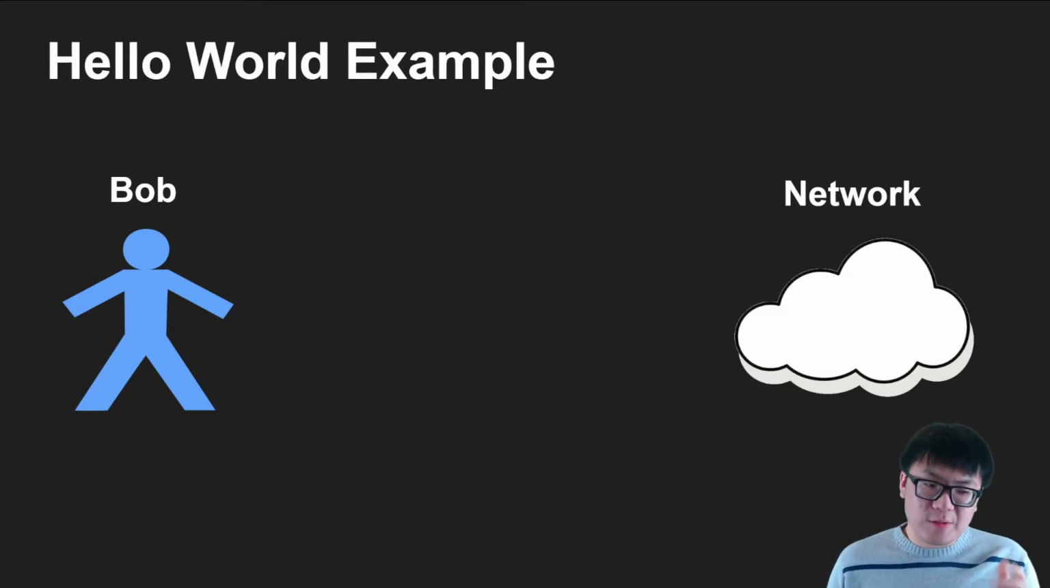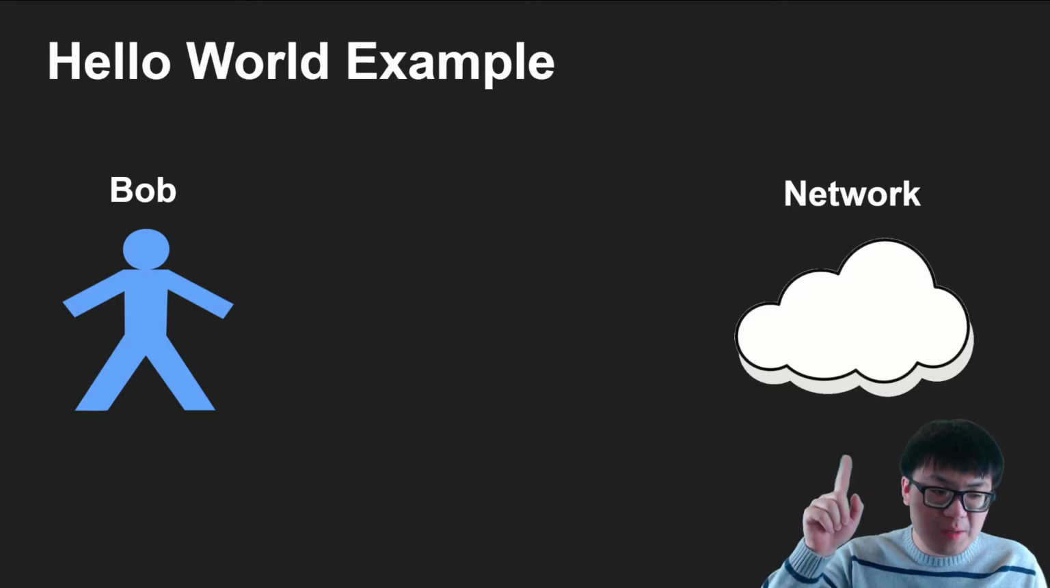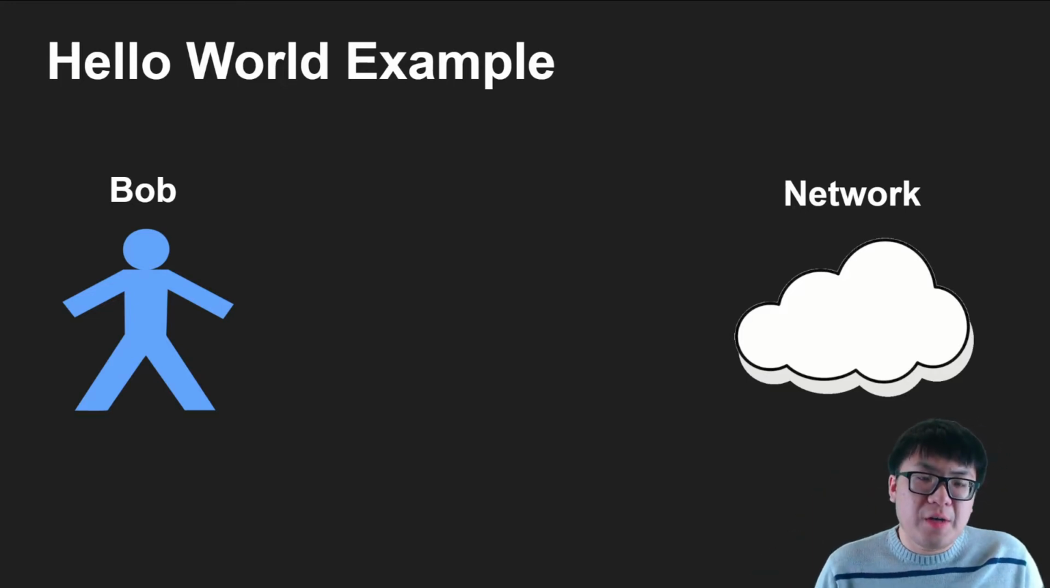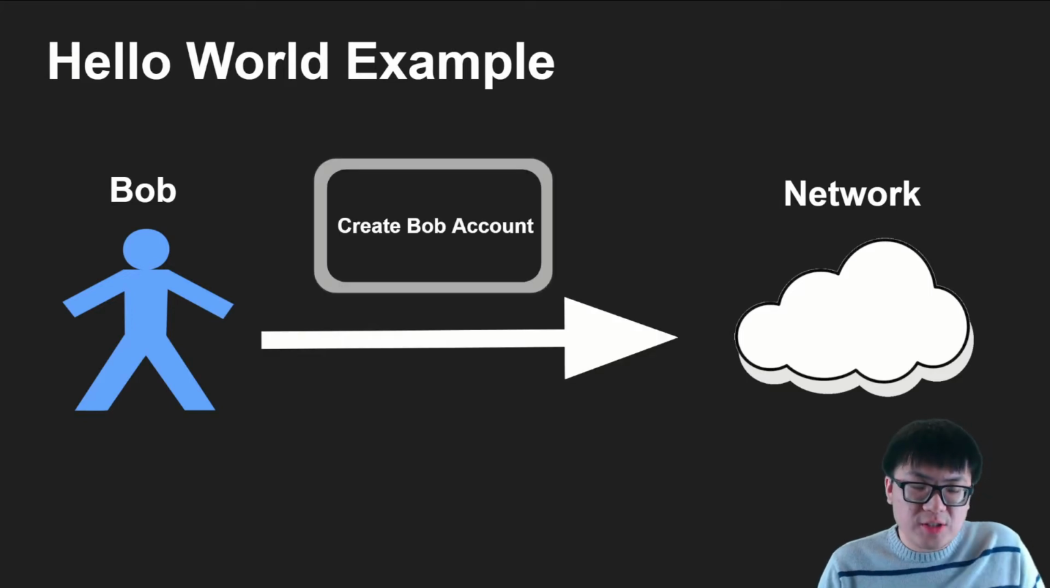So at a very high level, what I want to talk about is just what the smart contract does. In the Hello World program, it's just a smart contract that does one thing. So we have Bob, our user, and then we have our Solana network. How this application, like most smart contracts, works is first a user needs to create an account. So Bob would send a transaction to our smart contract to create a Bob account.